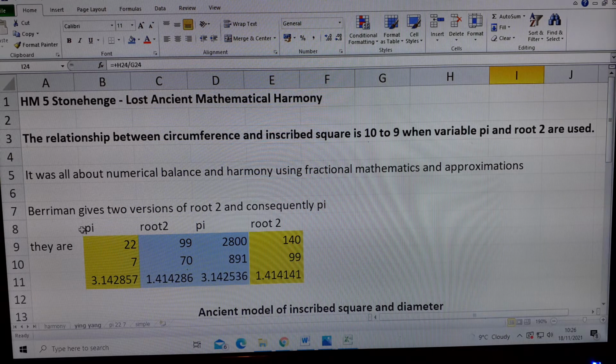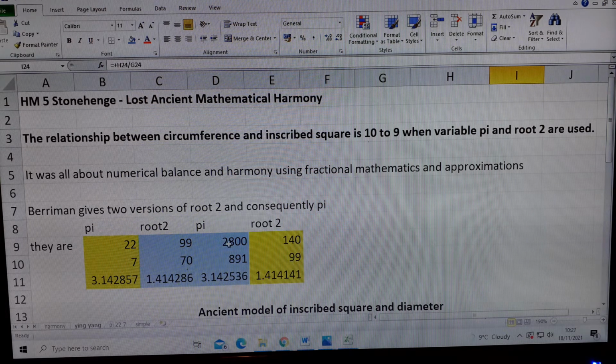And Berryman tells us that 20 root 2 divided by 9 is pi. So when root 2 is 99/70, it's giving pi as 22/7. But when root 2 is 140/99, it's giving pi as 2800/891.